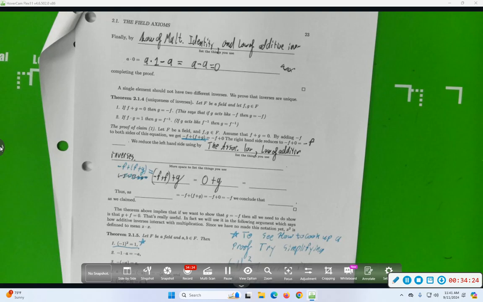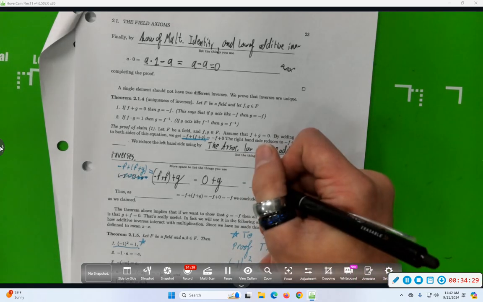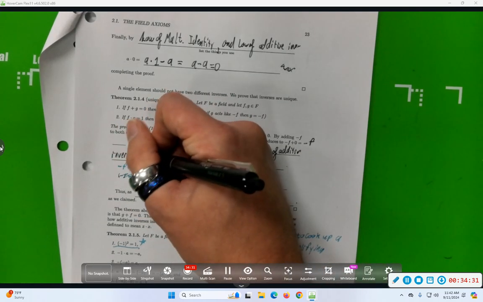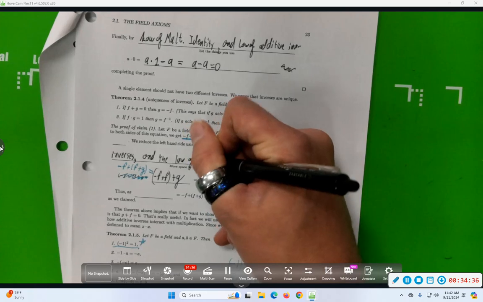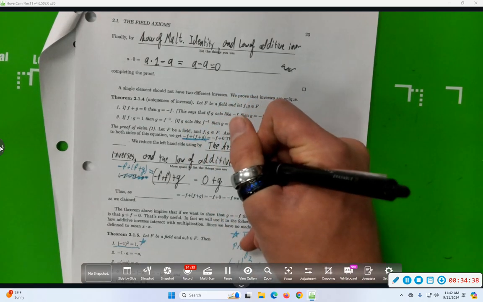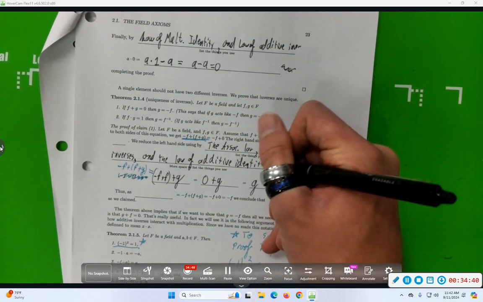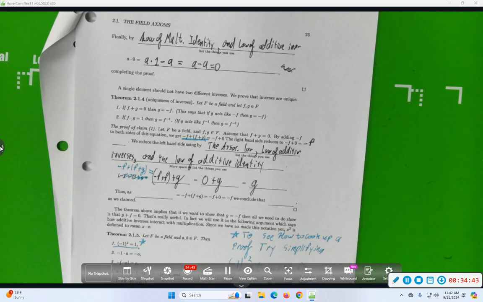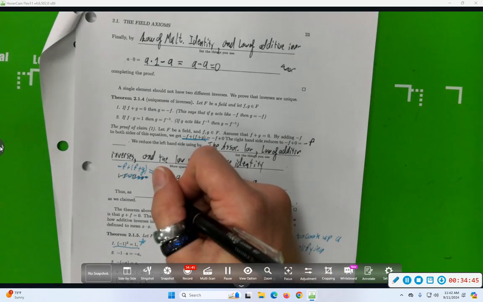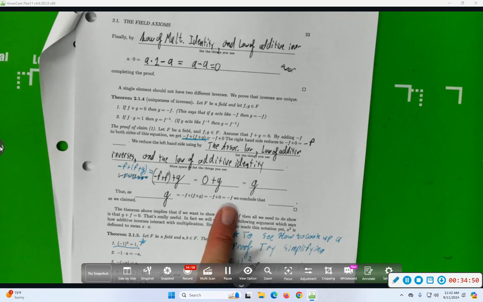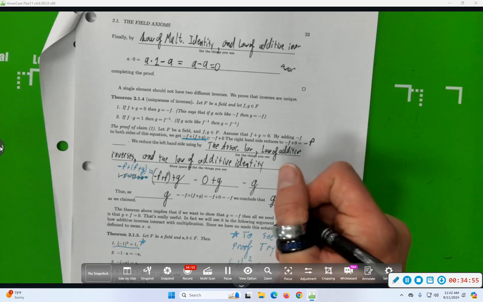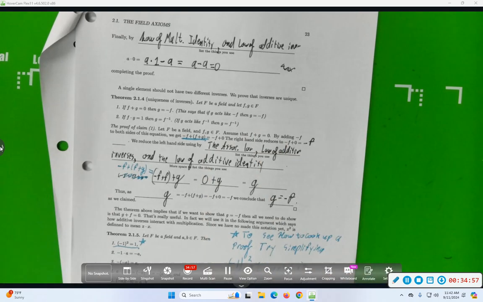And then using the additive identity, and the law of additive identity, that is equal to G. Thus, G is equal to minus F plus G is equal to minus F plus 0 is equal to minus F, what do we conclude? G is equal to minus F. Which is good, because that's what we needed to do.